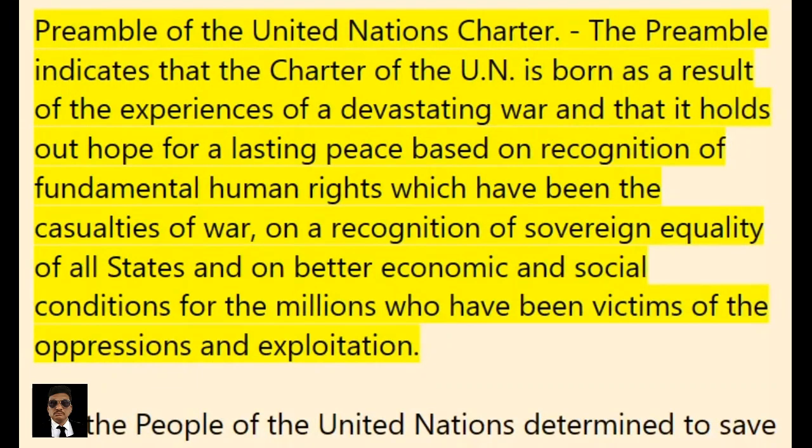Preamble of the United Nations Charter. The preamble indicates that the Charter of the UN is born as a result of the experiences of a devastating war, and that it holds out hope for a lasting peace based on recognition of fundamental human rights which have been the casualties of war, on a recognition of sovereign equality of all states, and on better economic and social conditions for the millions who have been victims of oppression and exploitation.